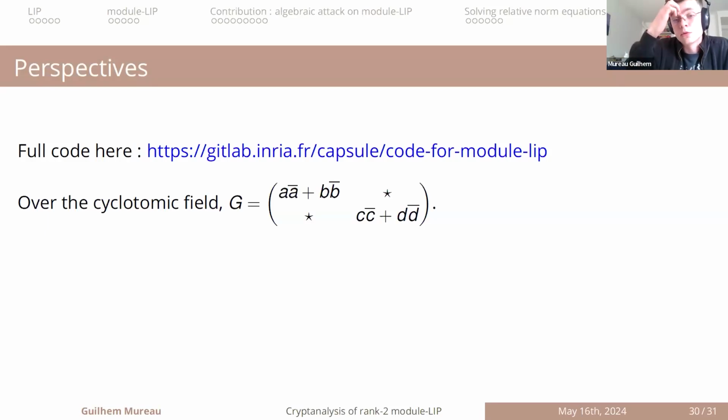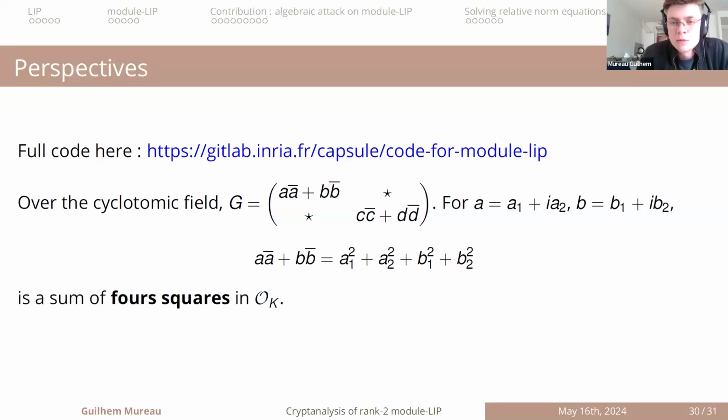Okay, so just to conclude and also to give some perspectives, over the cyclotomic field, the Gram matrix has this shape. We say that if the field is totally real, we can get rid of the conjugate and we have a sum of two squares. But over the cyclotomic field, this is not true. You can't get rid of the conjugates. But we can still say something.